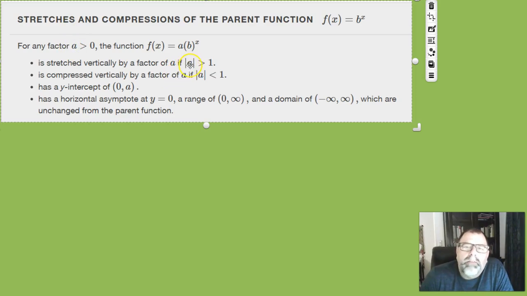It's the absolute value of that which will stretch or compress it, and then the negative part flips it over the x-axis. Okay? So it's compressed if it's less than 1, so between 0 and 1. And the y-intercept is going to move: instead of being (0, 1), it'll be (0, 1 times a), which is whatever a is. And the horizontal asymptote is going to remain unchanged. Range is going to remain unchanged, provided a is positive. And then the domain is going to remain unchanged, right? So all those stay the same.